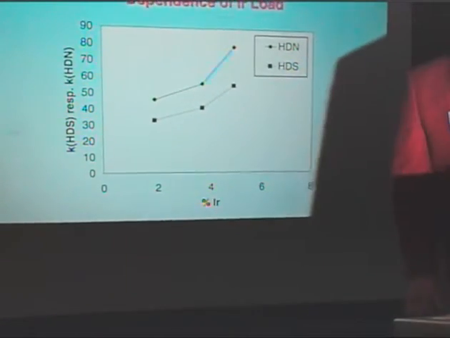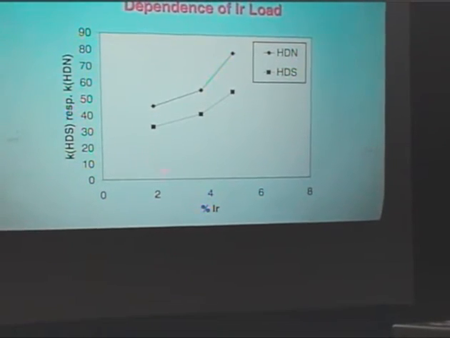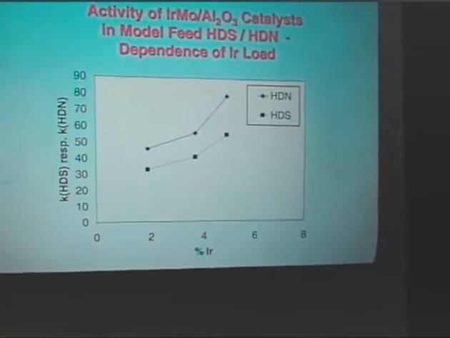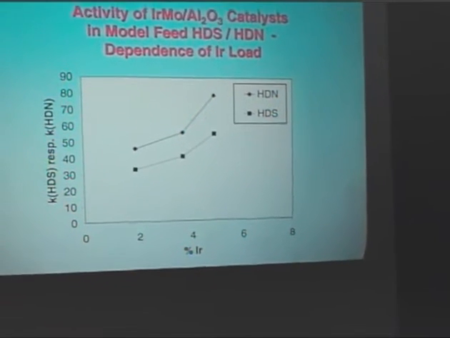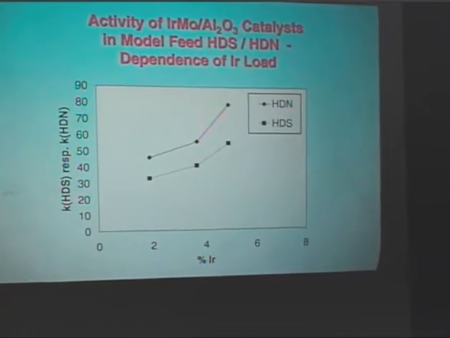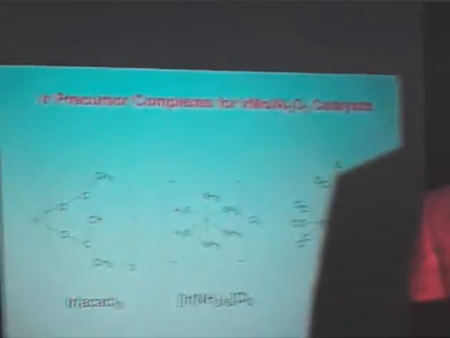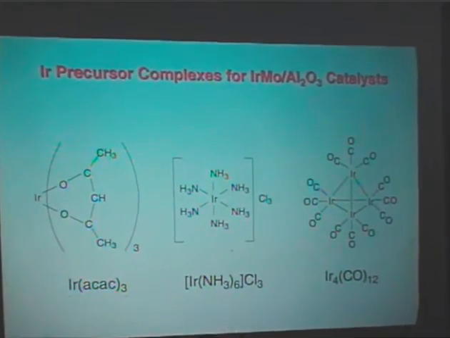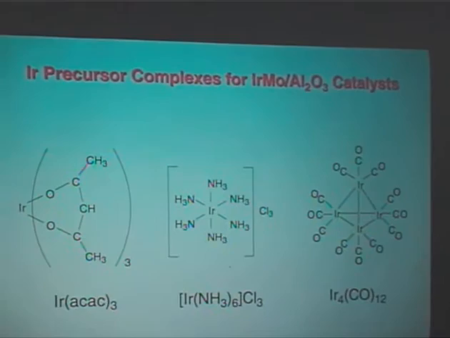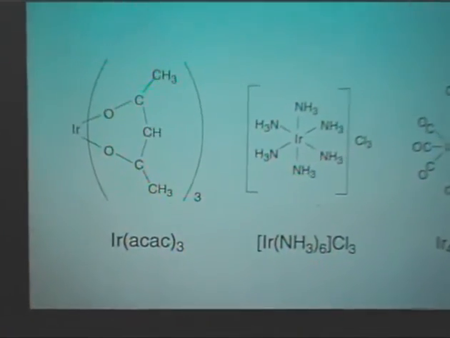Here we have a constant molybdenum load, and the iridium load is varying between 1.8% and 4.8%, and we observe almost a doubling of catalyst activity with increasing iridium load. Another question which was interesting to us was the influence of the structure of the iridium source on the catalyst activity. So we prepared a series of molybdenum iridium catalysts from these 3 iridium sources.